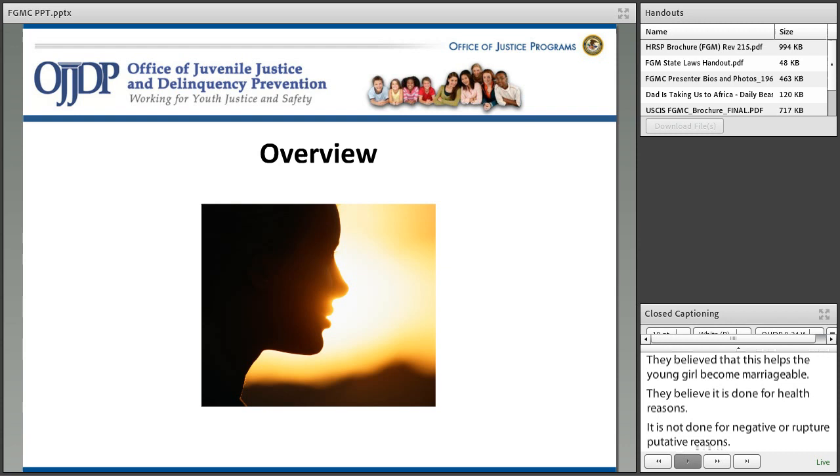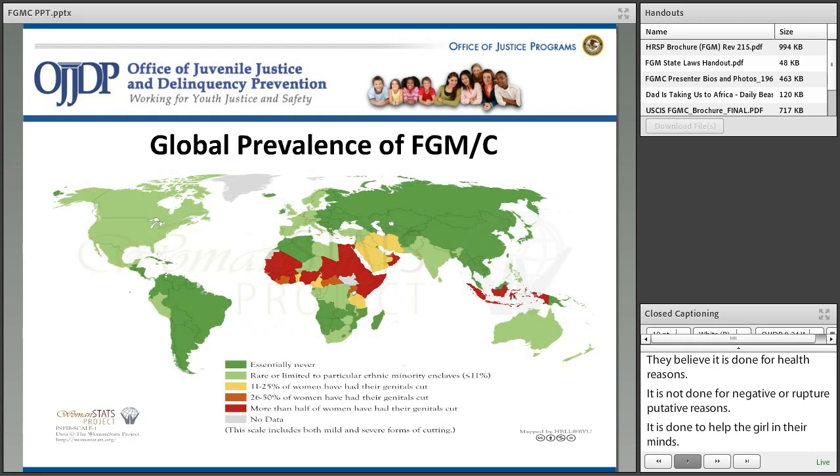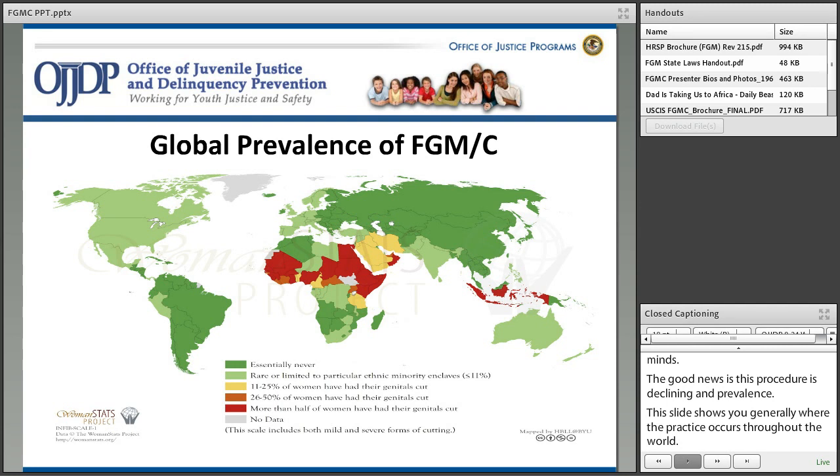The good news is that this procedure is declining in prevalence, but this slide shows you generally where the practice occurs throughout the world. We can see that large populations in Africa are subjected to the procedure. It also occurs in India, Indonesia, the Middle East, Eastern Europe. The first criminal trial that occurred with a conviction for cutters happened in Australia, so it's happening in Australia. We've recently heard that in Colombia, South America, there are individuals who are subjected to it.